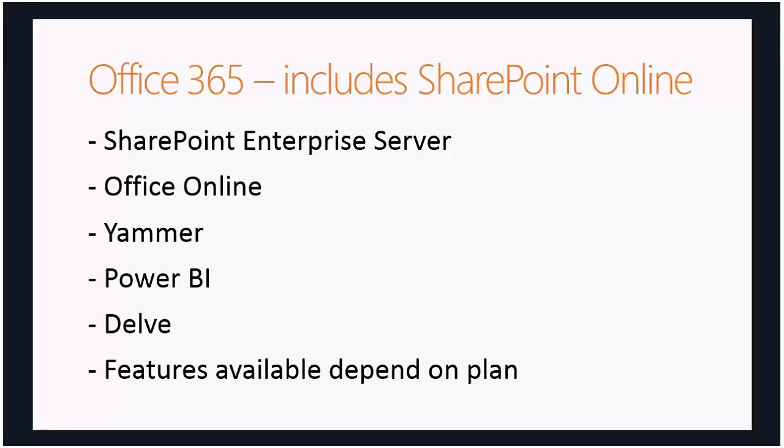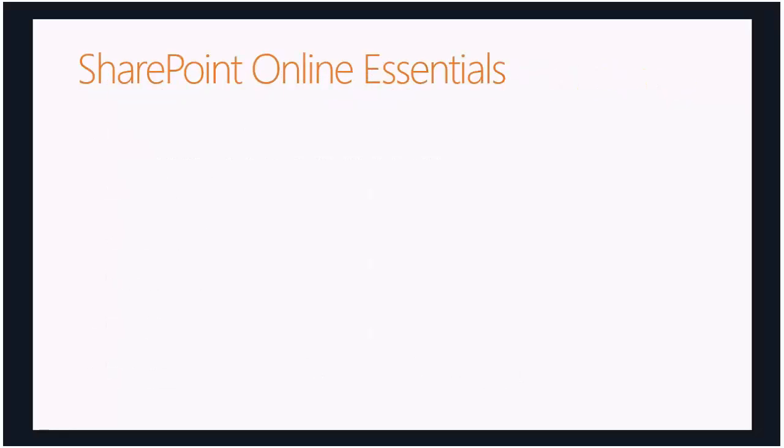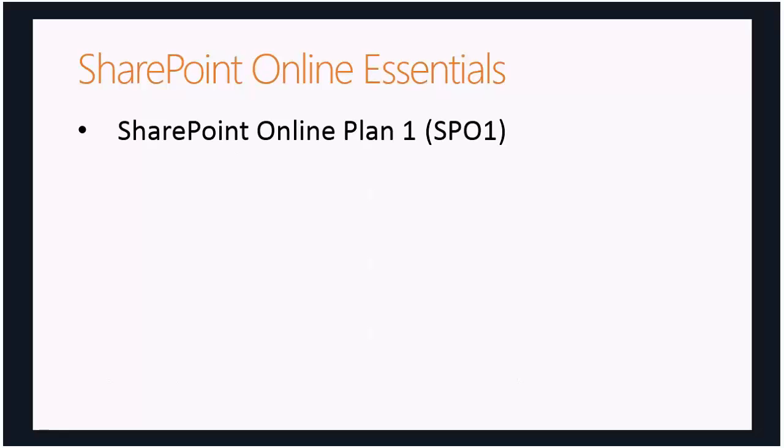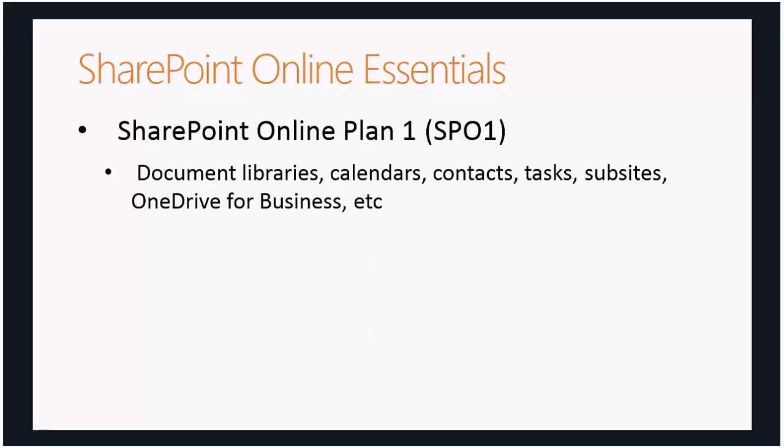There are a number of different SharePoint Online plans that are available, but at its core it is SharePoint Enterprise Server and includes Office Online as well. So the essentials about SharePoint Online are that there are two plans, basically. SharePoint Online Plan 1 gives you all the basic stuff. It gives you document libraries, calendars, contacts, tasks, subsites, and also OneDrive for Business.